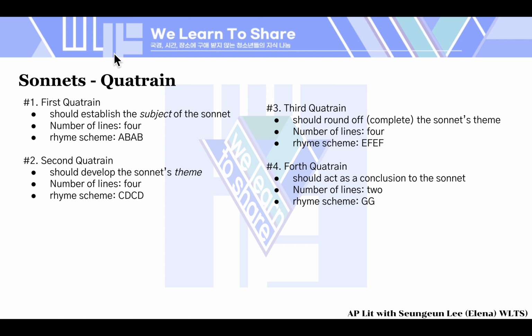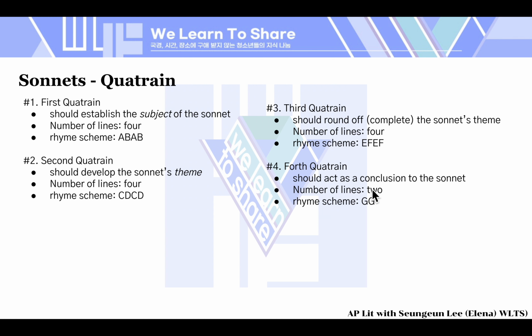And then I told you that the 14 lines of sonnets could be divided into 4 quatrains. And the first quatrain usually should establish the subject of the sonnet because it's the first part. And the number of lines is of course 4. And then the rhyme scheme over here is A-B-A-B. And the second quatrain should develop the sonnet's theme, and the number of lines is 4, and the rhyme scheme is C-D-C-D. And the third quatrain should round off or complete the sonnet's theme, and the number of lines is 4, and the rhyme scheme should be E-F-E-F. And the fourth quatrain should act as a conclusion because it's the end to the sonnet.